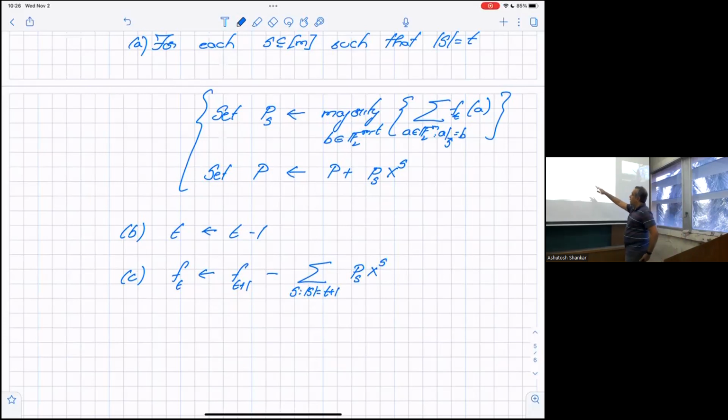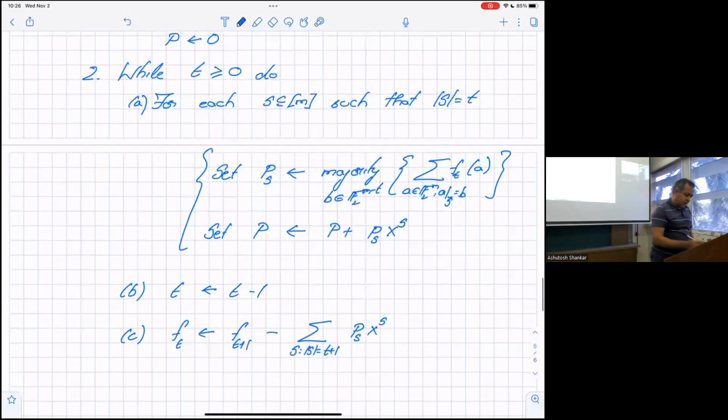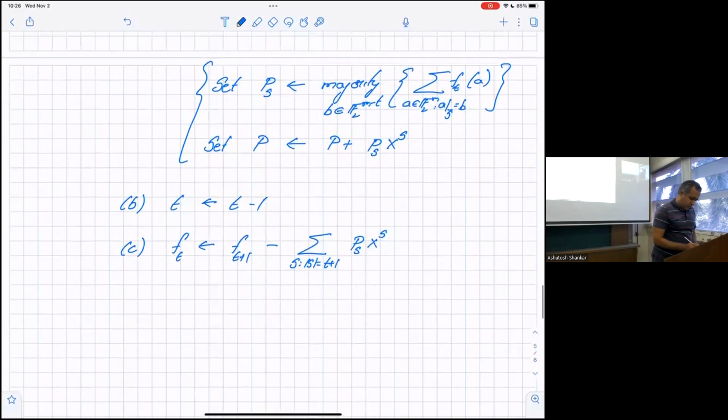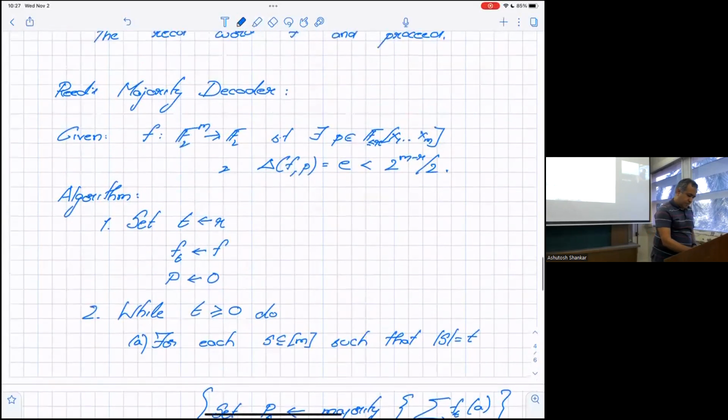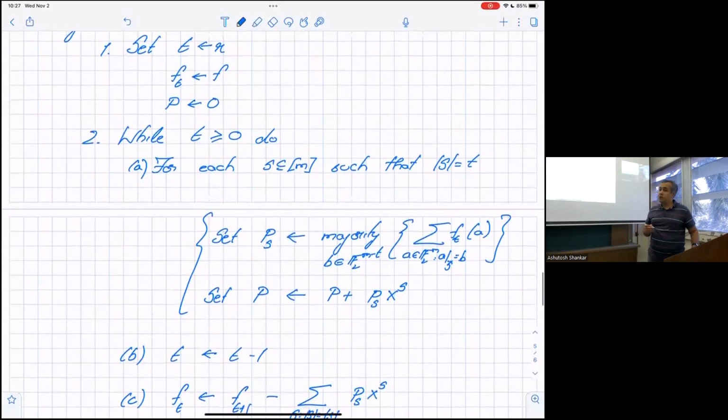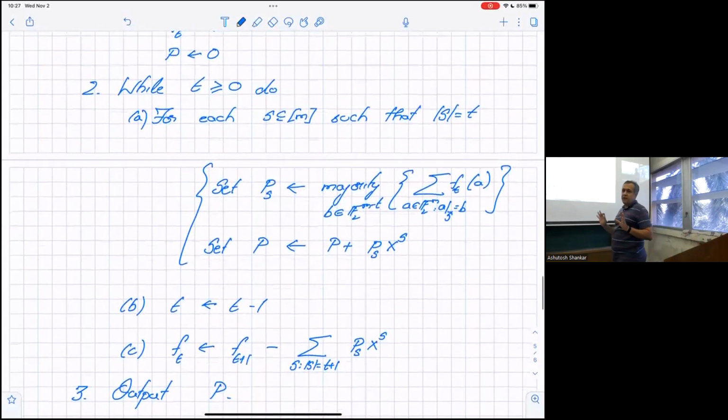You just shape it point by point. You go and come up with this polynomial, and you do this. That's the end of it. And then you come out of the while loop and give your output. Is the algorithm clear? It's a fairly straightforward algorithm.